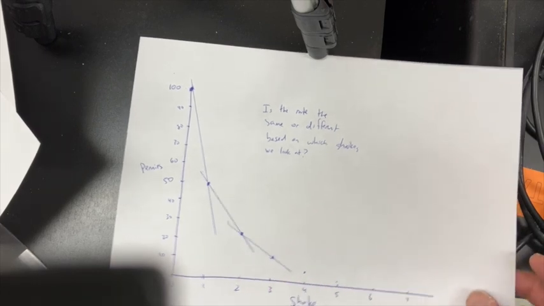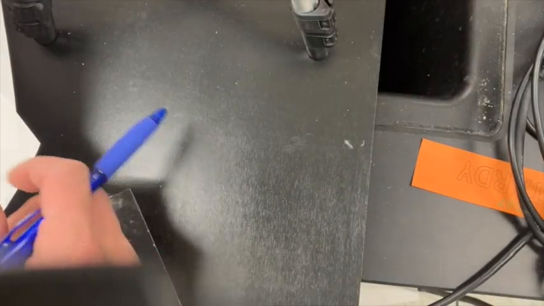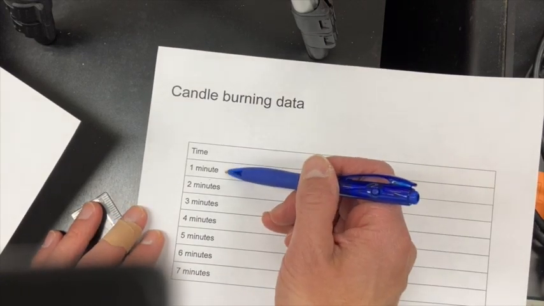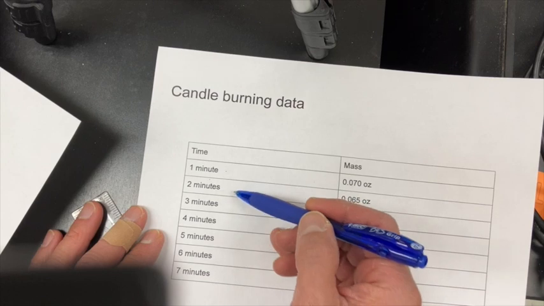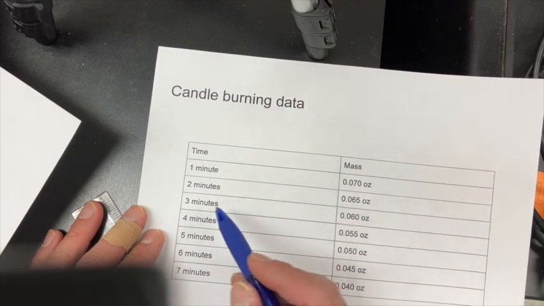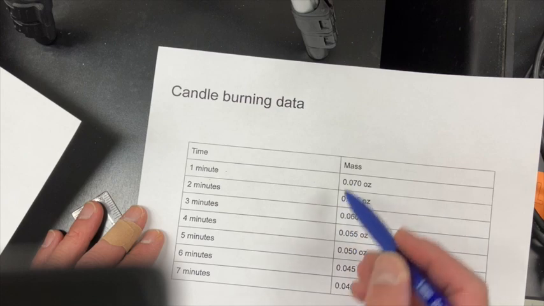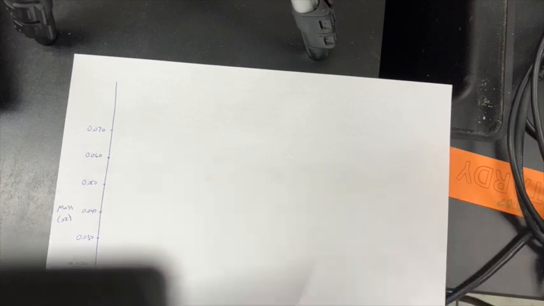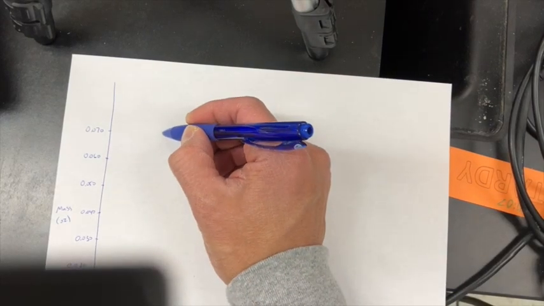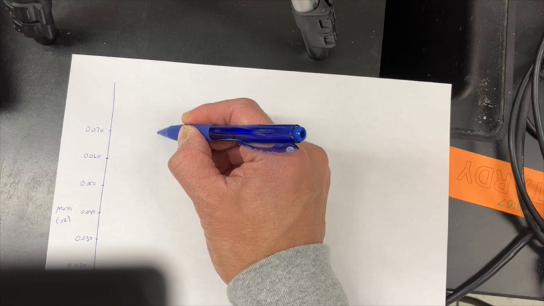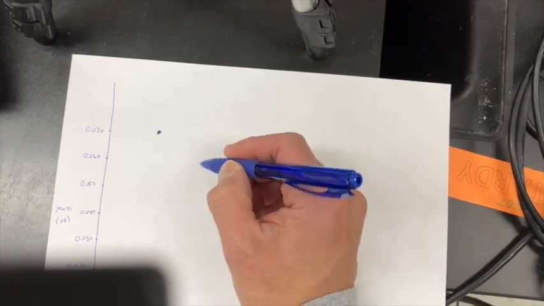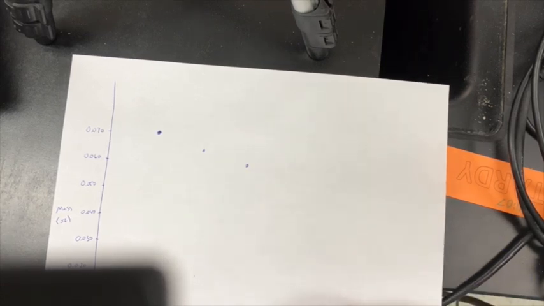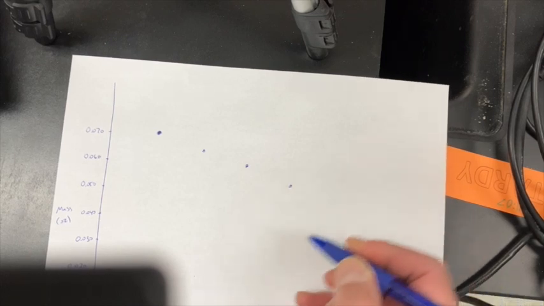Well, what if I look at the candle burning data? So the candle burning data, I start at 1 minute. It was 0.070 ounces. 2 minutes, 0.065. 3 minutes, 0.060. 4 minutes, 0.055, and so on. So if I'm graphing this out, I'm going to start at a minute because that's what we did. And then it goes down to 0.065, 0.060, 0.055, and so on.